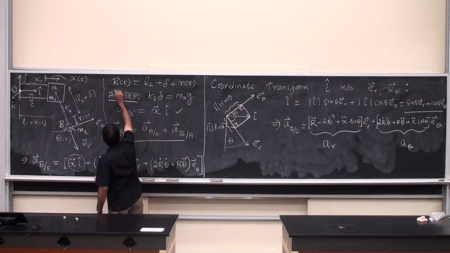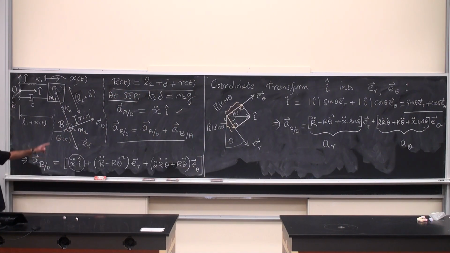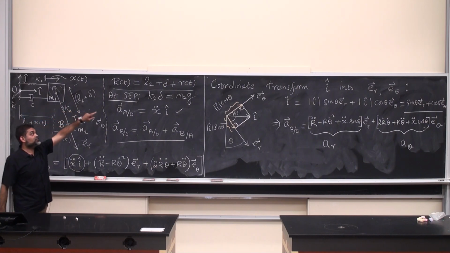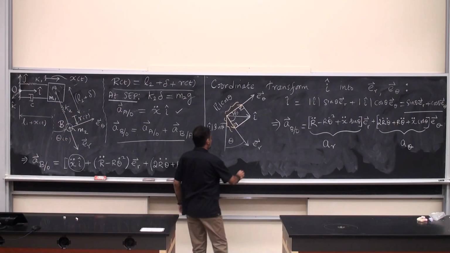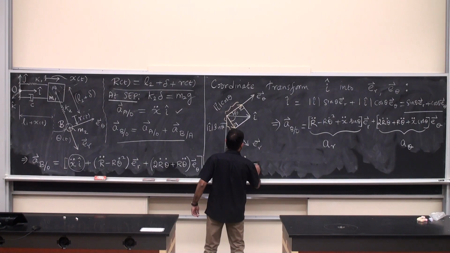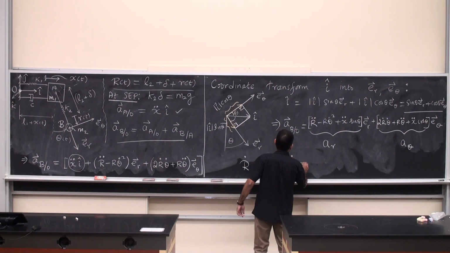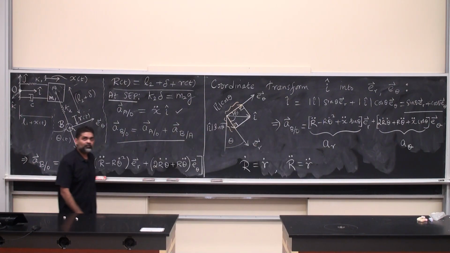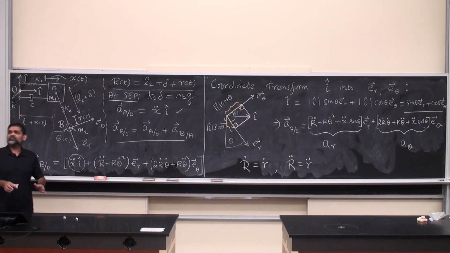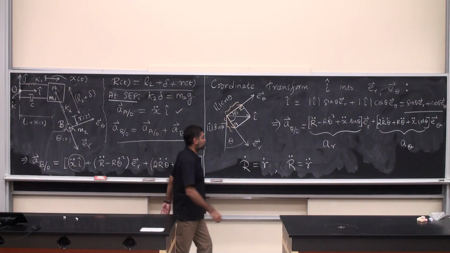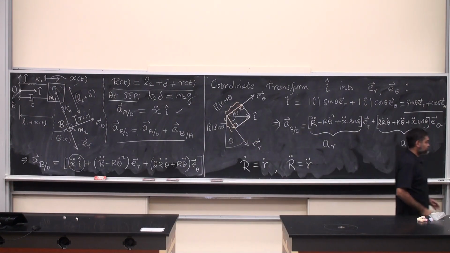Just one more minute. If I look at the definition of R of t, capital R of t, L2 is a constant, delta is a constant. So if I differentiate R, it's going to be R dot. So note that R dot is the same as little r dot. R double dot is the same as little r double dot. Okay? I'm not going to go through with that substitution. We'll just stick with capital R. That's good enough for us. Alright.